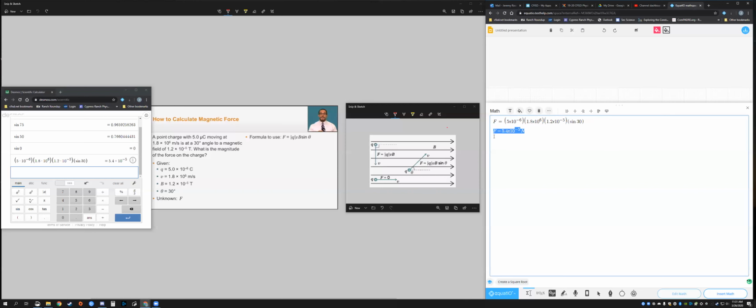This is the amount of magnetic force that this charge is going to experience by being in that magnetic field. It would experience more force if it was actually perpendicular to the field. So if it actually looked more like this, this is what our charge is doing though. It's off at this weird 30-degree angle. If it was perpendicular, this would be a bigger number.